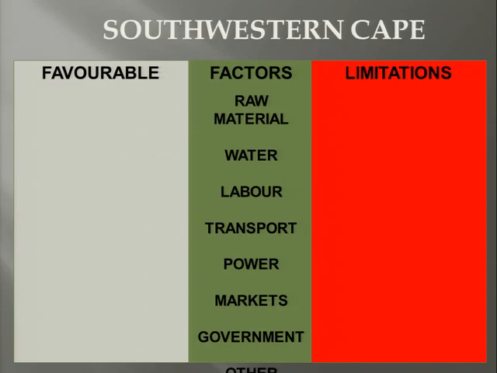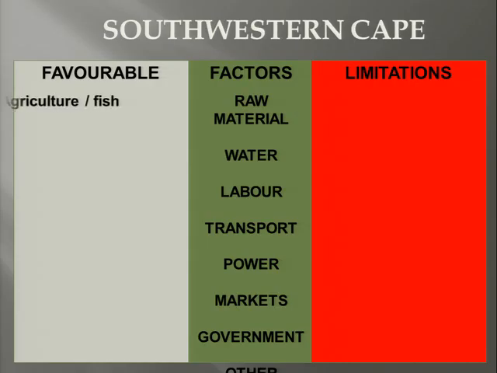Let's look at Southwestern Cape as an industrial region, just to make an example of what is expected of us to know when we discuss these industrial regions. Look at this, we have a table. Our table says we are going to look at the favorable conditions and the limitations. What factors promote economic growth in Southwestern Cape? What are the limitations for growth in Southwestern Cape? Then you have it. Let us look.